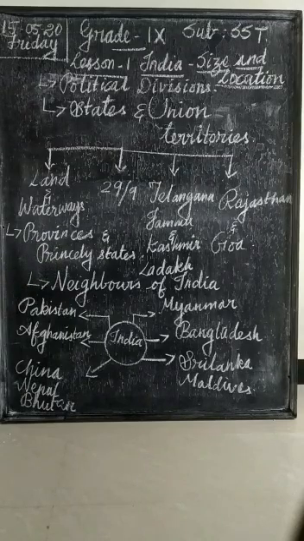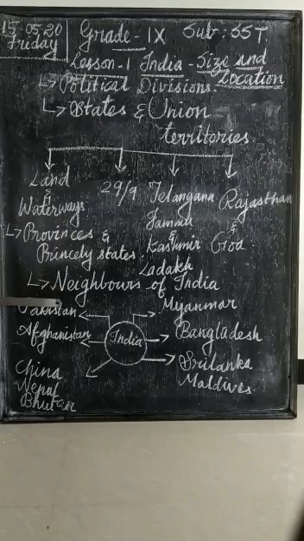Moving on to understand neighbors of India. India has two types of neighbors: the countries which share land boundaries with India and those which are connected by waterways.